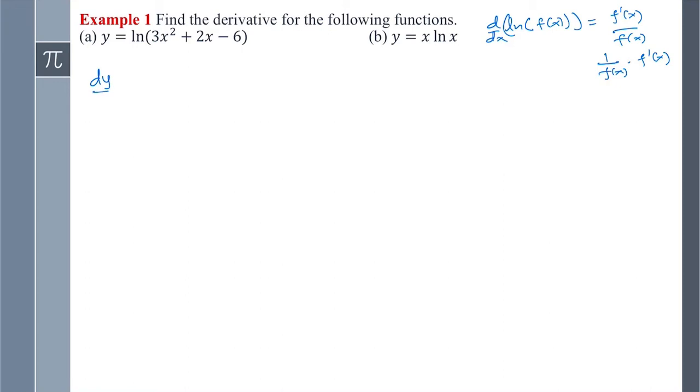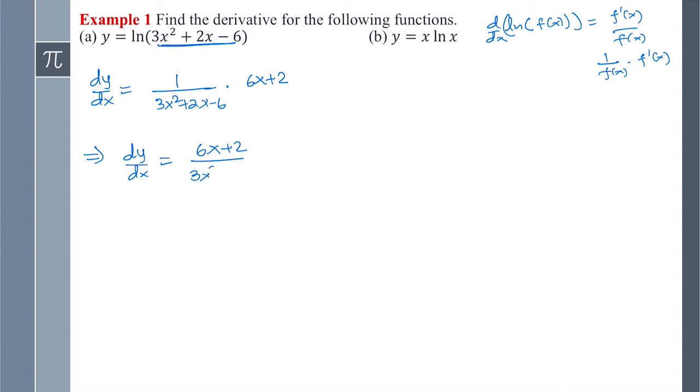So dy over dx equals, natural log of a function is 1 over that function, which is 3x squared plus 2x minus 6, times the derivative of this function, we're just using the chain rule here, okay? So derivative of that function is 6x plus 2. Now if we put these two together, we get dy over dx equals 6x plus 2 divided by 3x squared plus 2x minus 6, and that is the final answer.